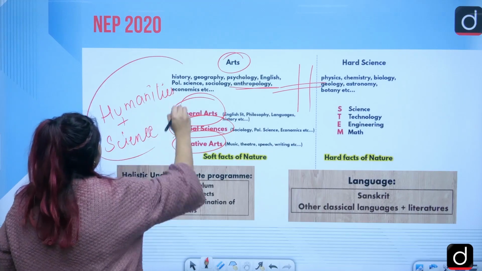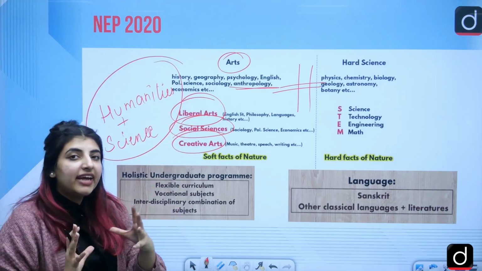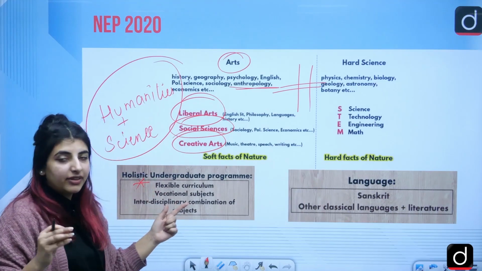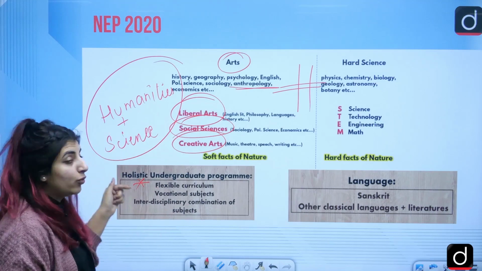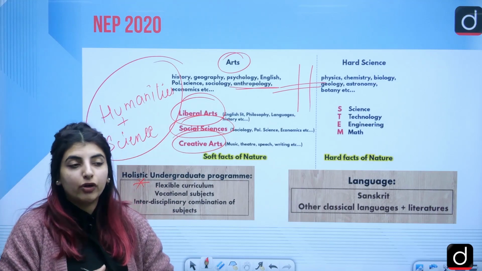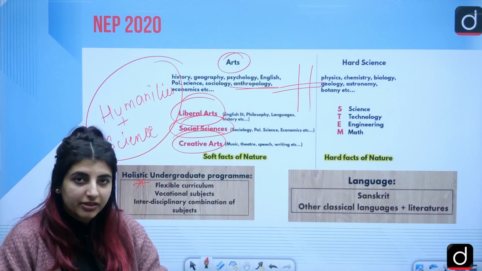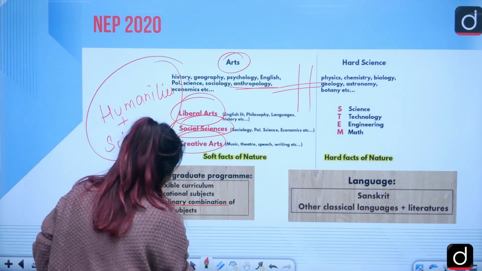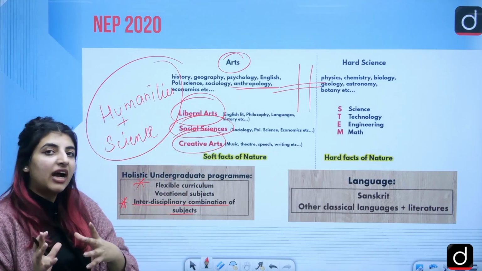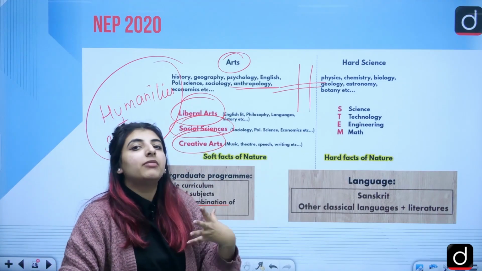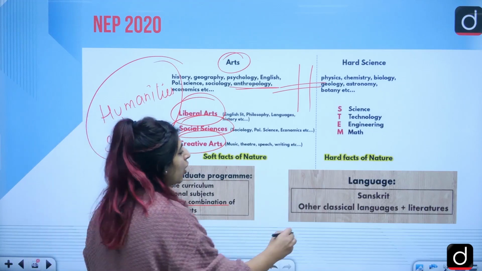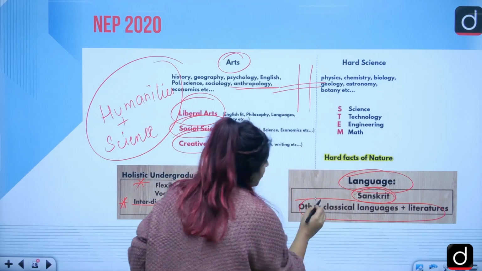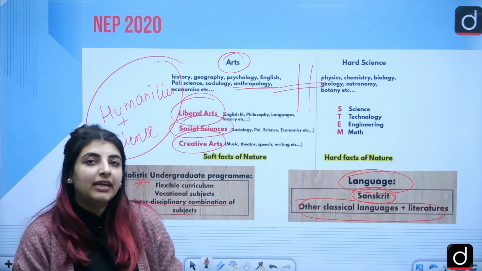So the division is erased here, right? So holistic undergraduate programs which are flexible with their curriculum, their syllabus, etc. Vocational subjects, subjects related to a person's job, etc., will be there. Interdisciplinary combination of subjects. As I told you, a person who is from an arts stream can choose any subject from the science stream as well. Also, language, Sanskrit, other classical languages and literatures are also planned under the NEP 2020.